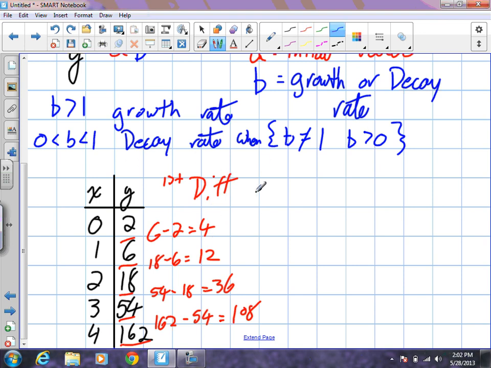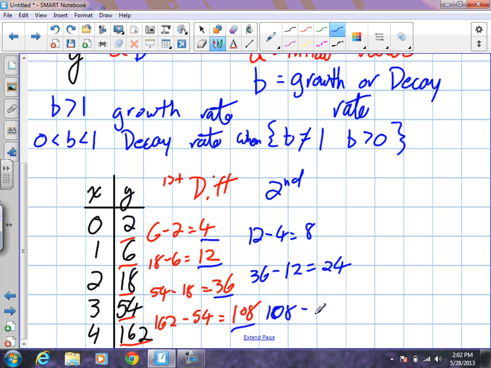How do we find out if something is quadratic? Okay, so we take these differences. 12 subtract 4. Beautiful. 36 subtract 12. Excellent. 108 subtract 36. A little tougher. 72. Is it 72? 72. Is our second difference the same? No. So is this linear or quadratic?